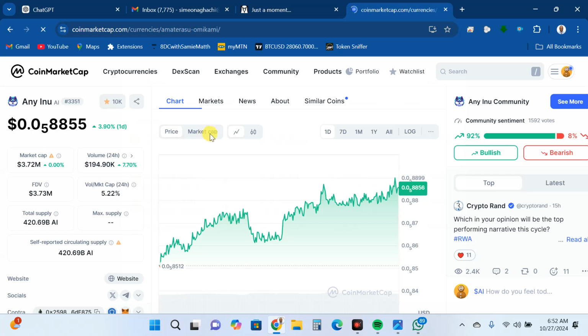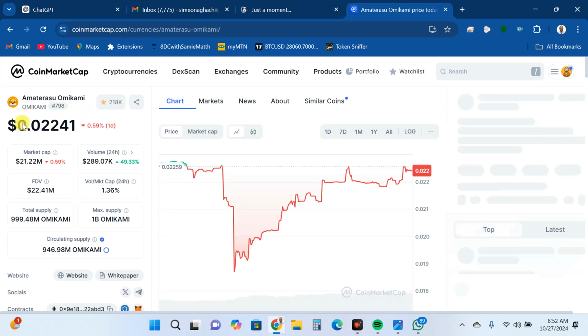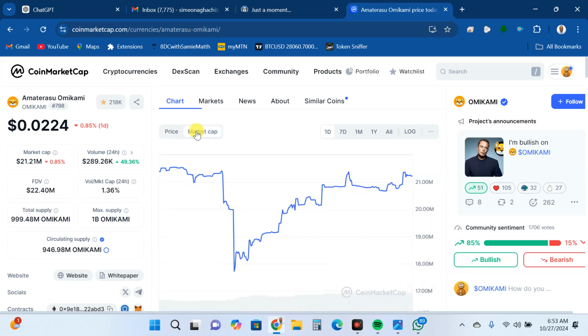If you look at Omikami, the moment you open a coin, this thing showing here is actually the current market price. Statistically, if you want, you can click here, see where my cursor is pointed. When you click on it, you're going to see it statistically represented. It is pointing to 21 million, 21.2 million market cap. So let's get back to price.